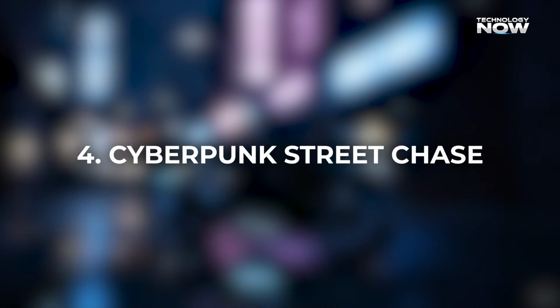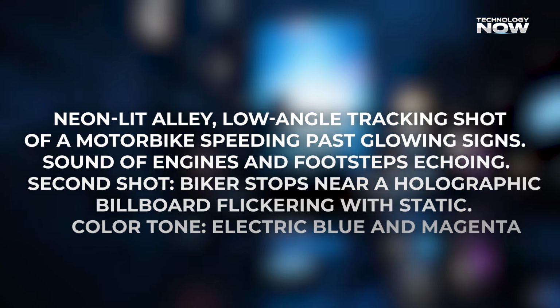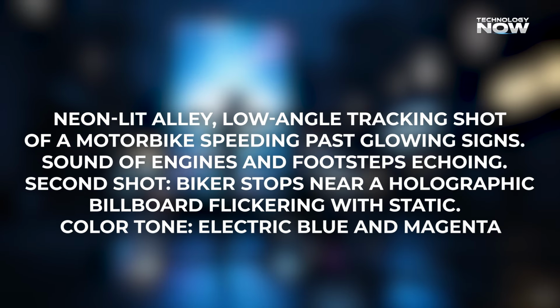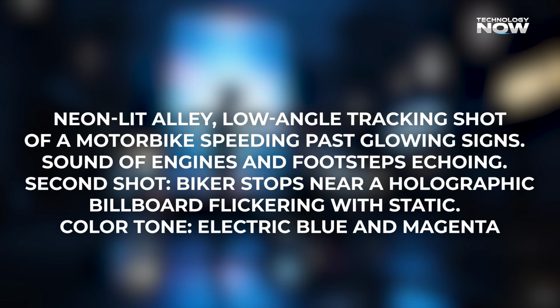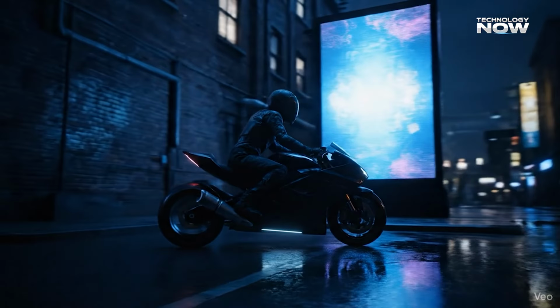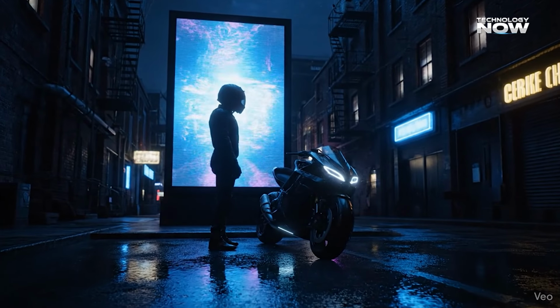4. Cyberpunk street chase. Neon-lit alley, low-angle tracking shot of a motorbike speeding past glowing signs. Sound of engines and footsteps echoing. Second shot, biker stops near a holographic billboard flickering with static. Color tone, electric blue and magenta. Fast movement, sharp colors, and layered sounds. This one highlights Veo's handling of dynamic motion and futuristic design.